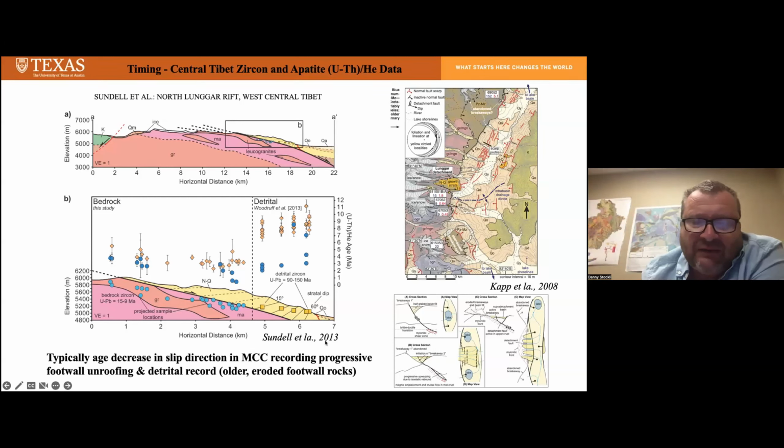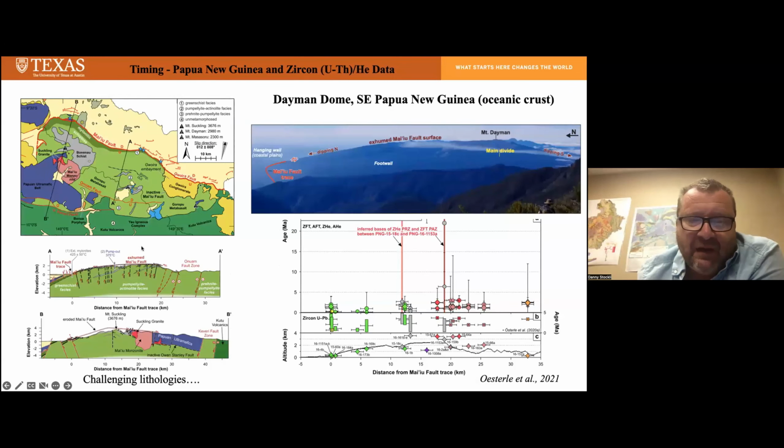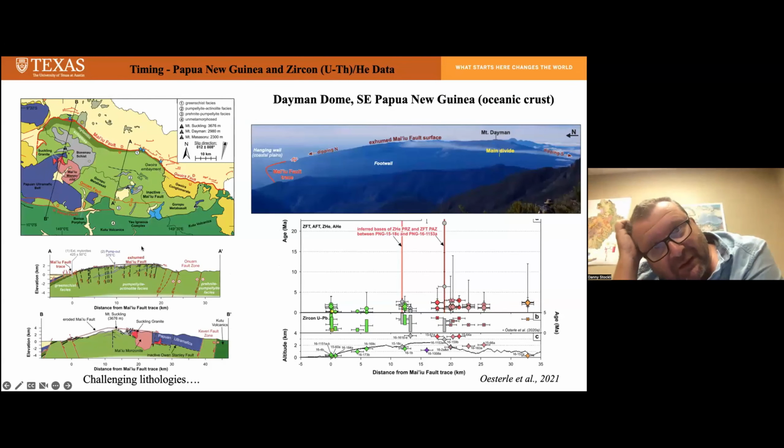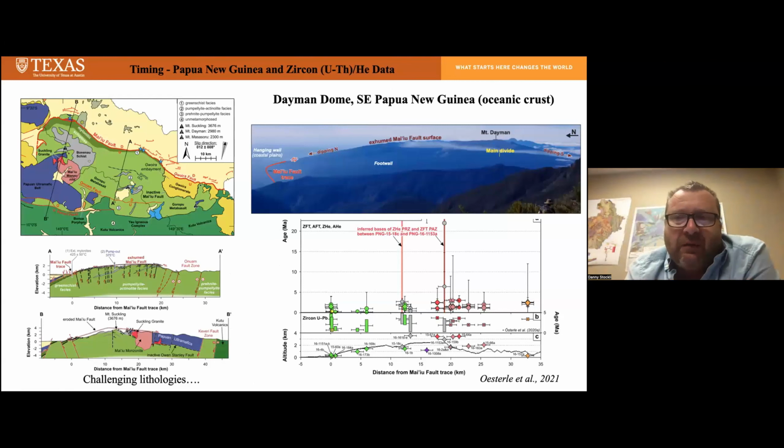However, in the detrital section of this growth strata, you see lots of Miocene ages preserved, so you get the detrital thermochronometric record of the earlier part of this. And so often, if you just have access to the footwall, you potentially only get at the latest part of the exhumation history. Here's this example from Damon Dome in southeastern Papua New Guinea.